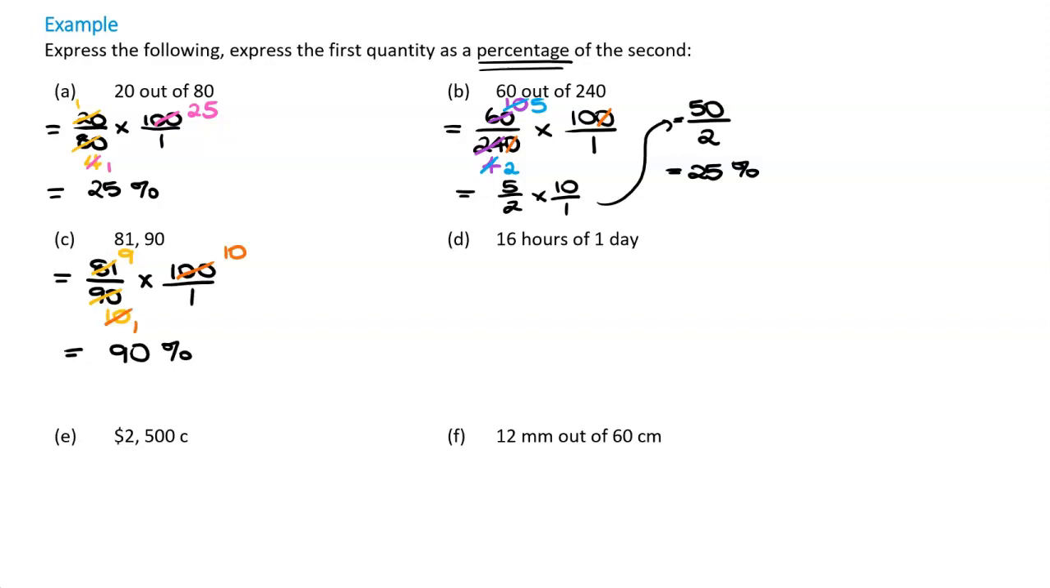Now, what's really important is that our units are the same if we've got units. So notice here we've got hours for part D, but then we've got day. And that's not going to work super well. So let's maybe instead of writing 1 day, we could write 24 hours. Same unit. You might have converted 16 hours to a decimal of a day or a fraction of a day, but I think it's easier to put them both in hours. So 16 hours over 24 hours, and to convert to a percentage, times 100 over 1.